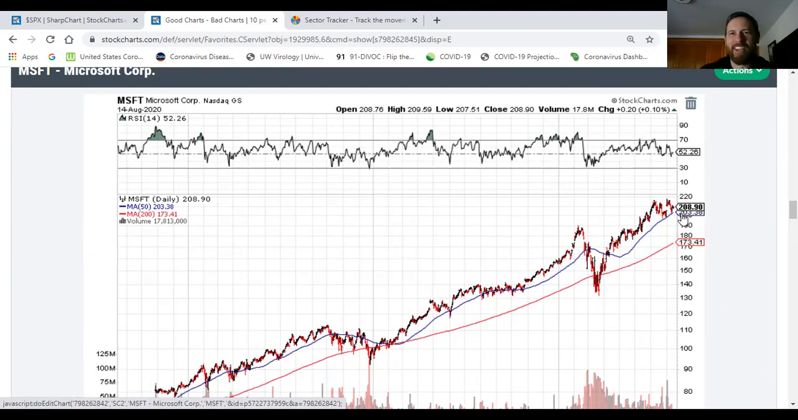40-ish times earnings. It's pretty darn expensive with Microsoft. I've traded this at 12 times earnings before, not terribly long ago. So there's a lot of valuation there that could come out of this thing, but if you're just trading a chart, this is about as sexy as it gets.